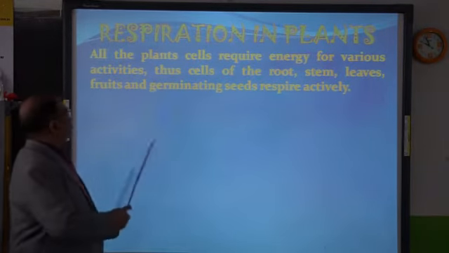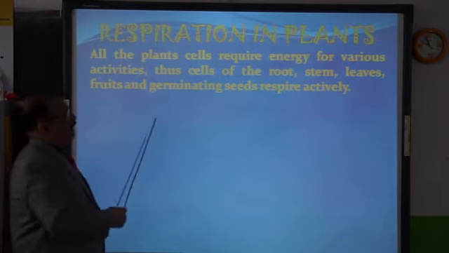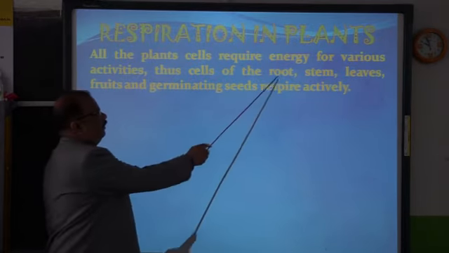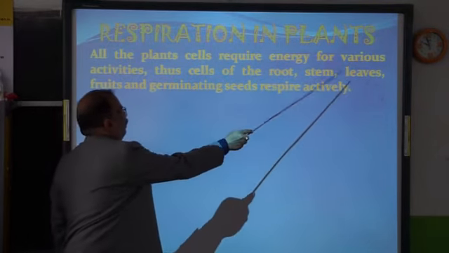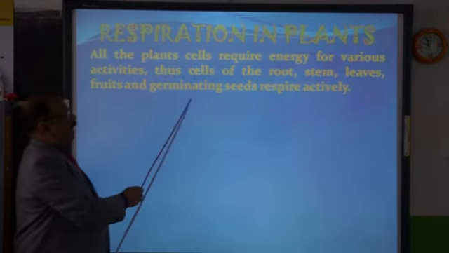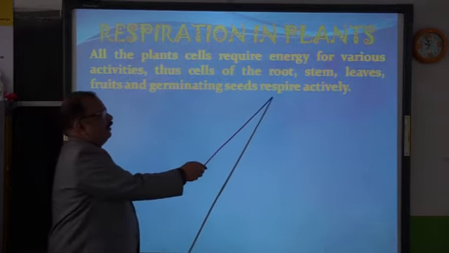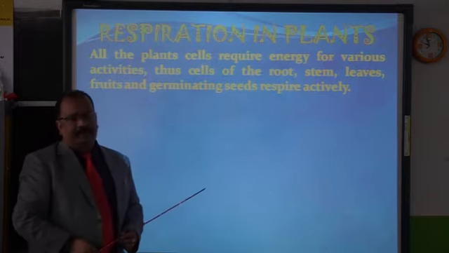So let's see this. All the plant cells require energy for various activities. Thus, the cells of root, stem, leaves, fruits and germinating seeds, all these parts of the plants, what they do? They respire actively.